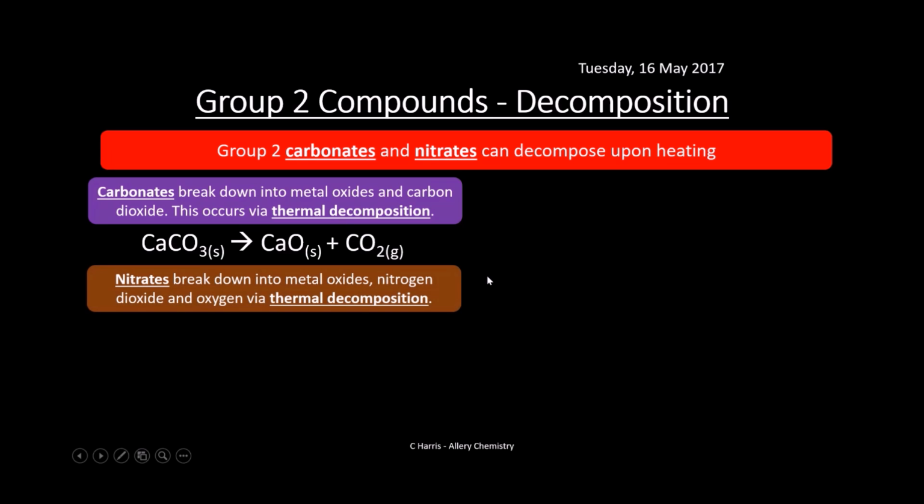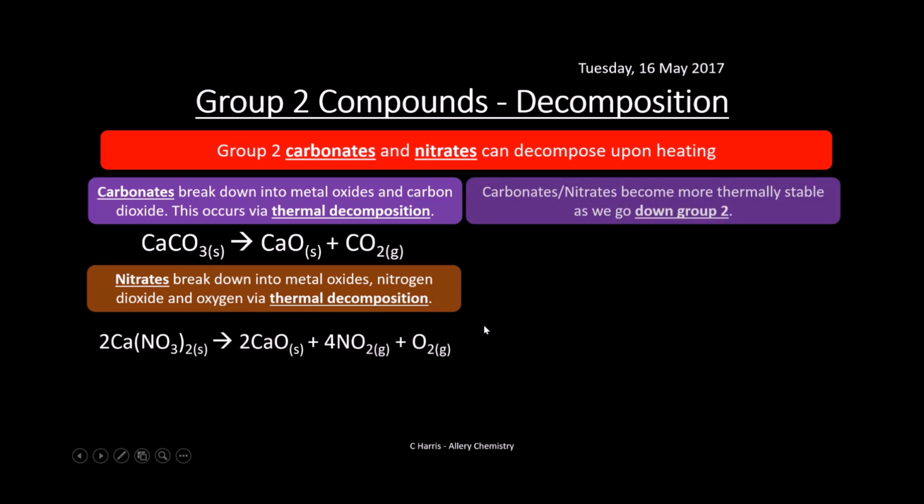Got to remember that. Now, nitrates break down into metal oxides, nitrogen dioxide, and oxygen, again via thermal decomposition. So let's have a look. These produce a little bit more. There's calcium nitrate there, okay? This is going to produce your oxide, just like before, but this time, instead of carbon dioxide, you're going to produce nitrogen dioxide and oxygen gas. Okay, so you're going to produce 3 products. Make sure you're aware, especially of these 2 at the end.